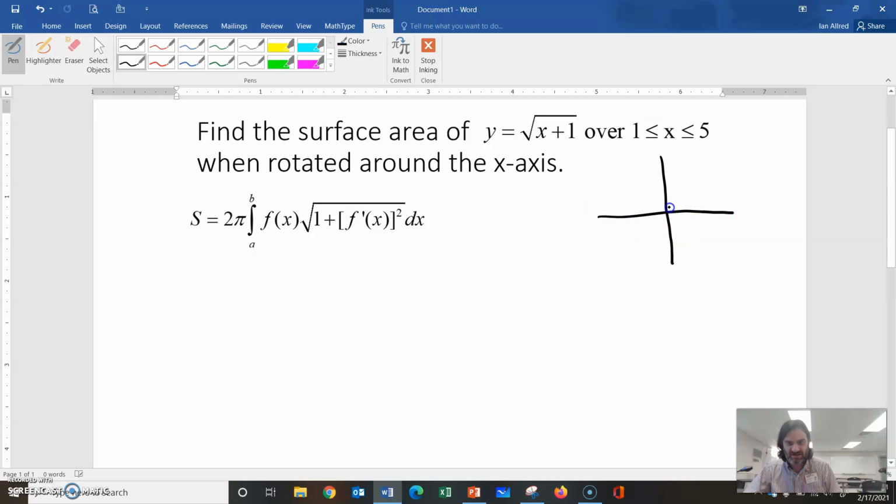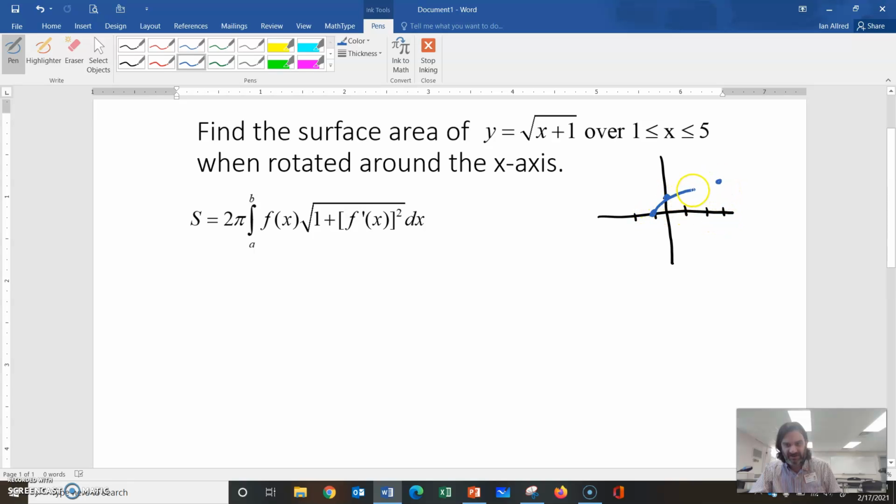Okay, I'm not a good drawer, but we can put the graph of this square root of x plus 1 down. So we know this is a square root function, and we know because under the square root is x plus 1, that means it's shifted over to the left one. You may remember that from pre-calculus.